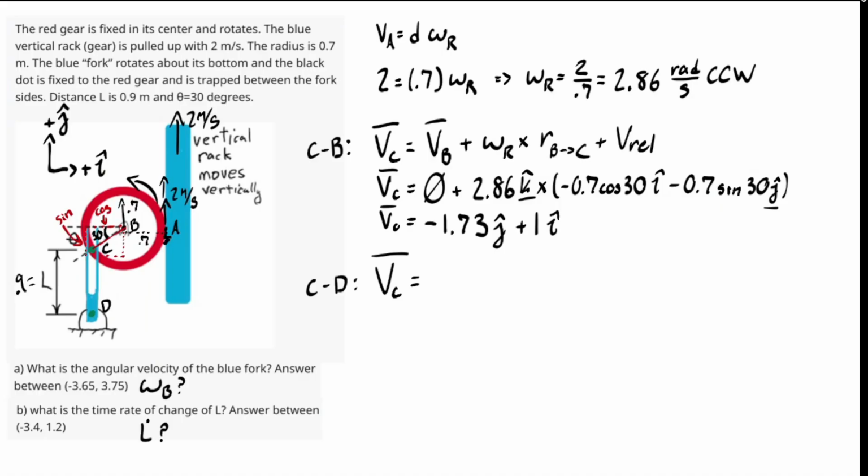Okay, now we can do our CD equation, or the equation for this blue fork. So I'm going to analyze C, I'm going to analyze D.